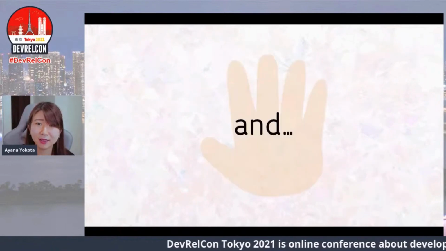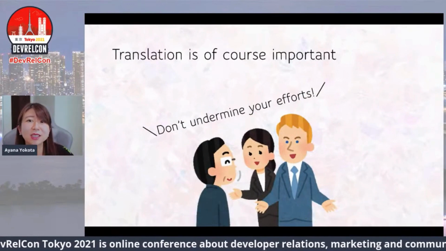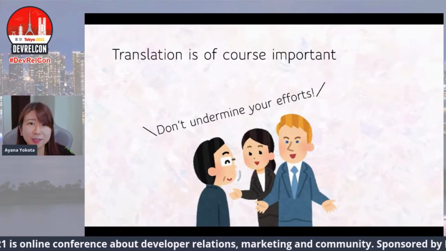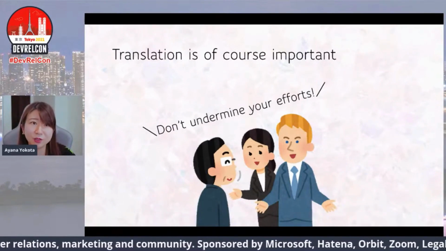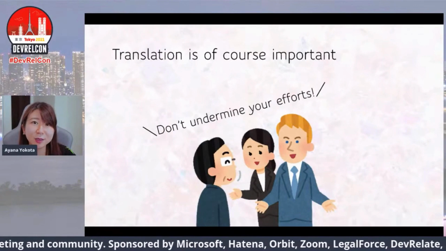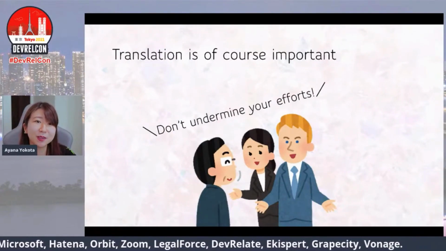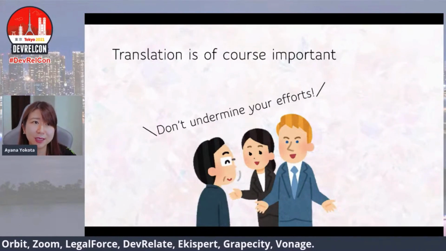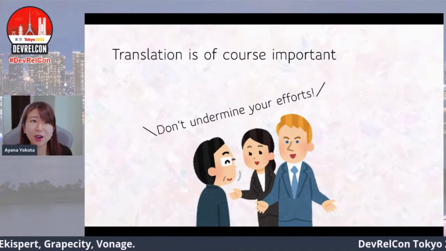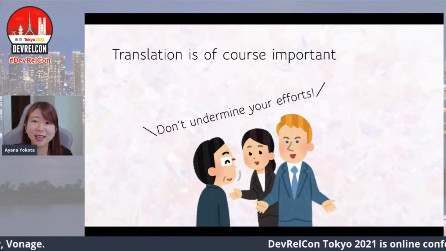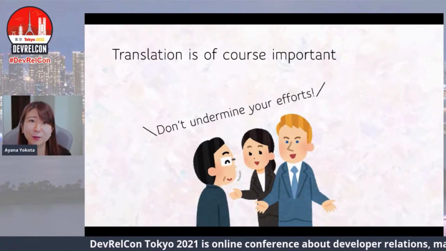And I said localization is not just translation, but I never say translation is not important. The quality of translation cannot be ignored. It can spoil all your efforts. So, of course, we cannot ignore this. But today I focused on things other than translation. I hope you get some ideas you can use from now on.